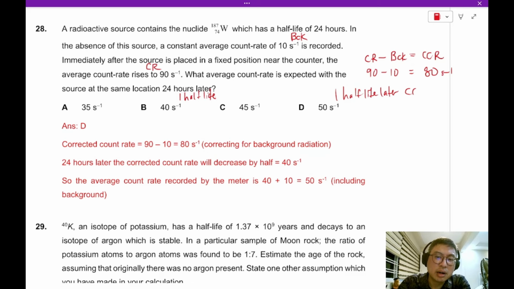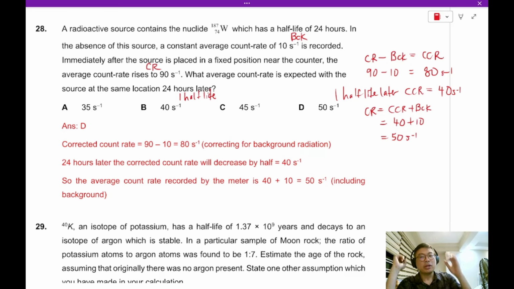The corrected count rate will be 40 per second. From 80 per second, it dropped to 40 per second. So then the count rate will be the corrected count rate plus background. You add the background radiation back to see what you're going to get on the sensor. So the sensor is going to read 50 per second.